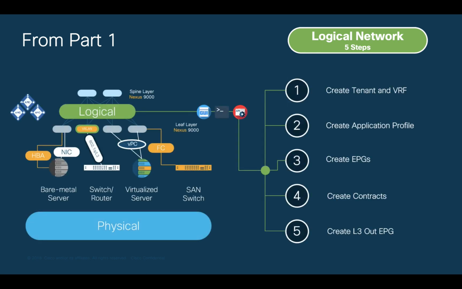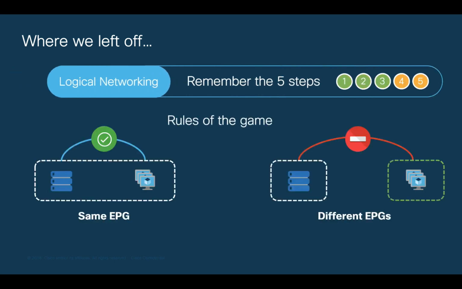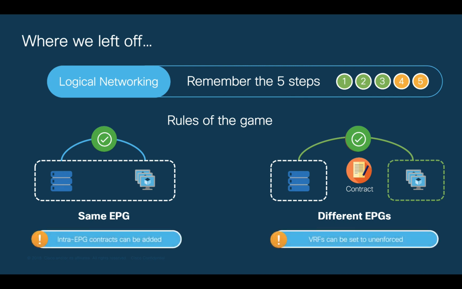In Part 1 of this chapter, we covered the first 3 steps in order to configure the logical network in ACI. Now, we will cover contracts and an overview of L3 out EPGs. Remember the fundamental rules of the game. Same EPG, communication is allowed by default. Different EPGs, a contract is needed. And like everything, remember there are ways to modify this default behavior as covered in Part 1.